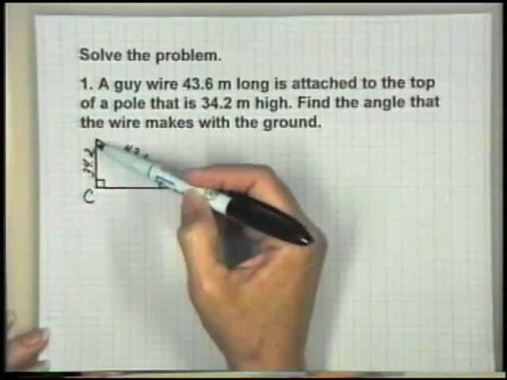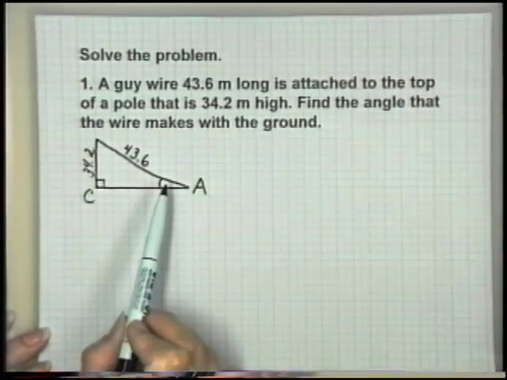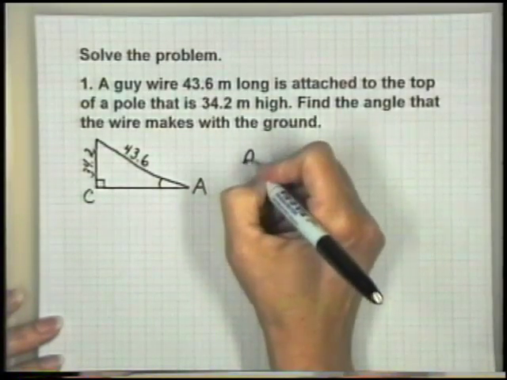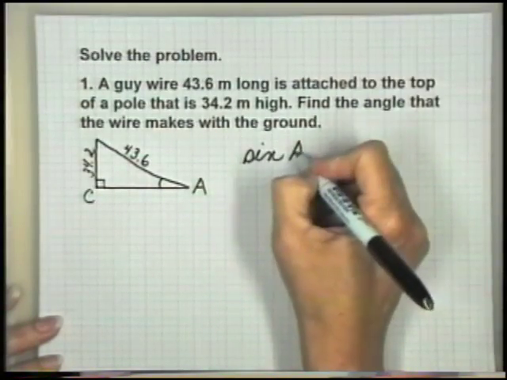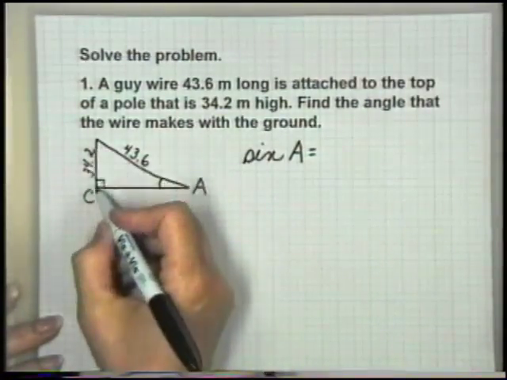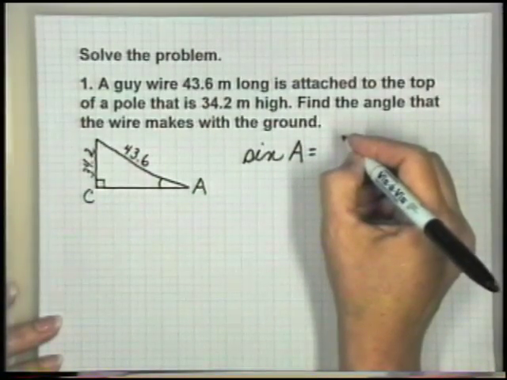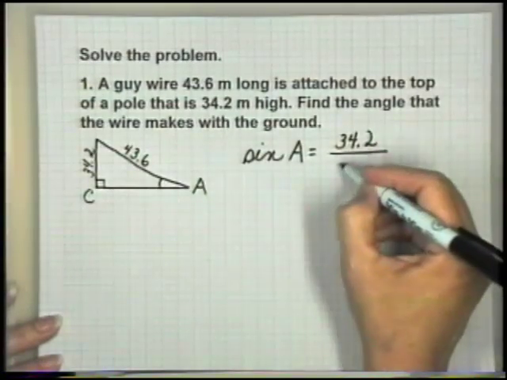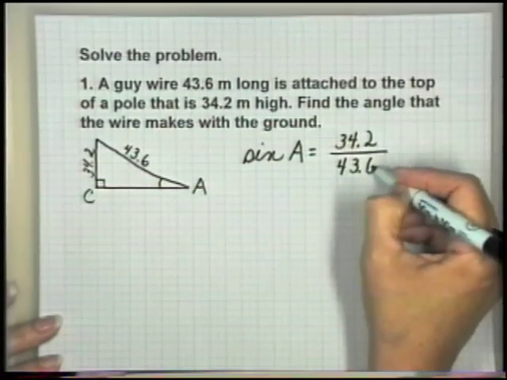Well, this side, this leg, is the leg opposite angle A, and of course the 43.6 is the hypotenuse. So which trig function do I know for angle A that uses opposite and hypotenuse? And that would be the sine function, wouldn't it? So what I do is I set up my equation. The sine of A equals the length of the opposite leg, which is 34.2, divided by the length of the hypotenuse, which is 43.6.